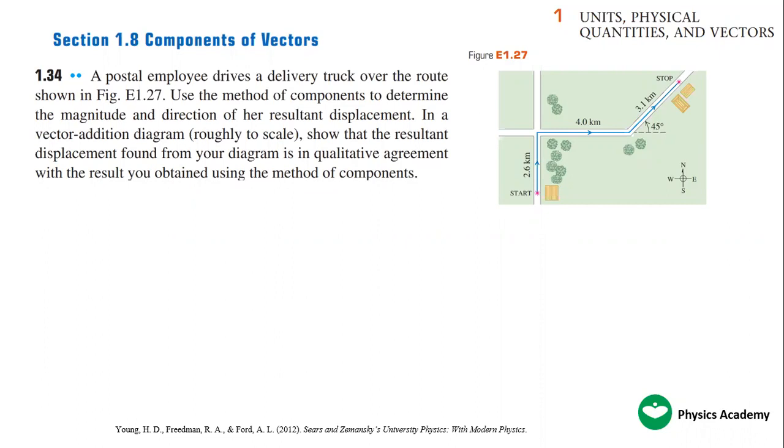In the problem, it states that a postal employee drives a delivery truck over a route shown in figure 1.27. Use the method of components to determine the magnitude and direction of the resultant displacement. In a vector addition diagram, roughly to scale, show that the resultant displacement found in your diagram is in qualitative agreement with the results you obtained using the method of components.